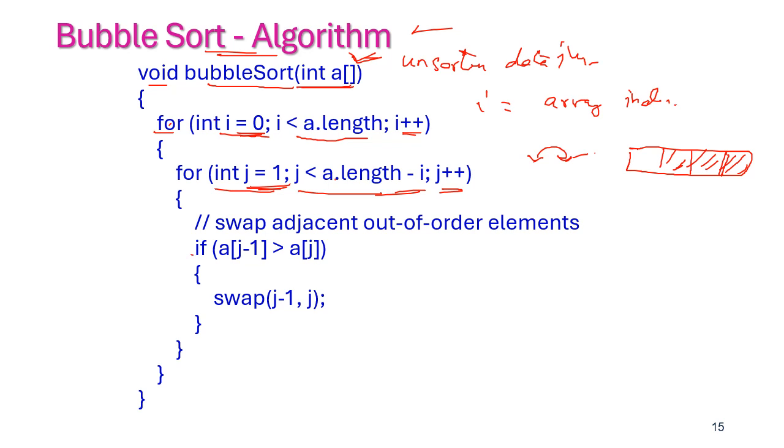And if a of j minus 1 is greater than a of j, then we need to swap these two items. Okay. So the same thing will be repeated until all the iterations get completed. Hence, we get the final sorted array.